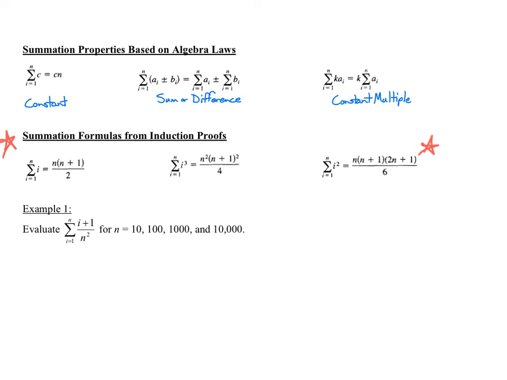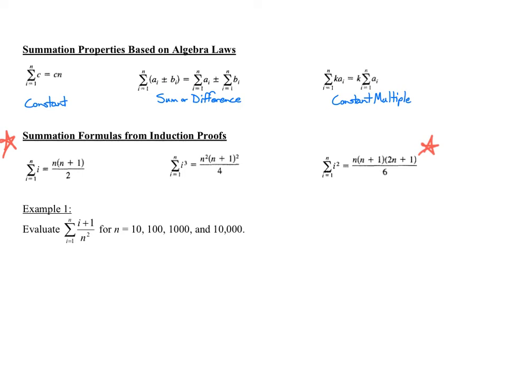The i squares, the sum of the squares, is the one that can be tricky to remember. The sum of the squares is n times n plus 1 times 2n plus 1 all over 6. Okay? And again, those are just things that you've got to memorize. But let's look at how we would use this. I'm going to evaluate the sum from i equals 1 to n of (i plus 1) over n squared for n equals 10, 100, 1,000, or 10,000.